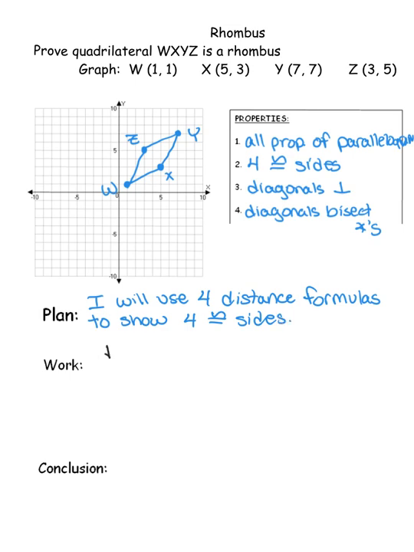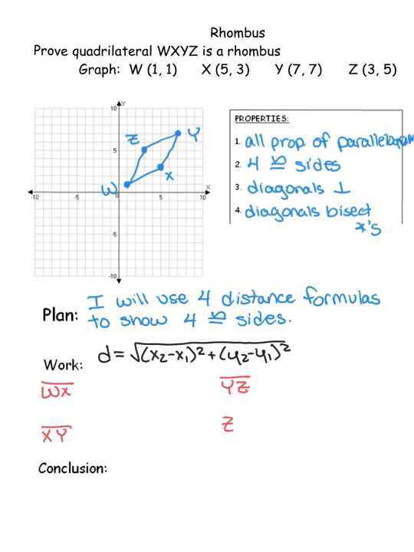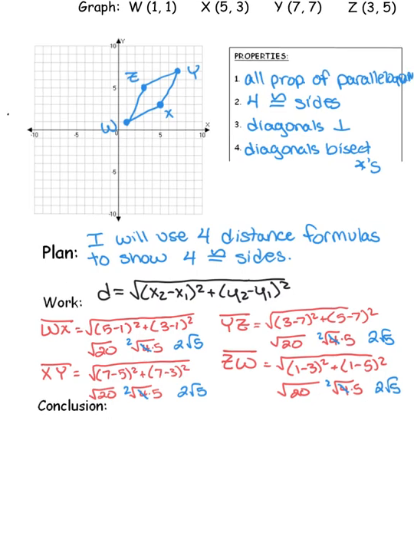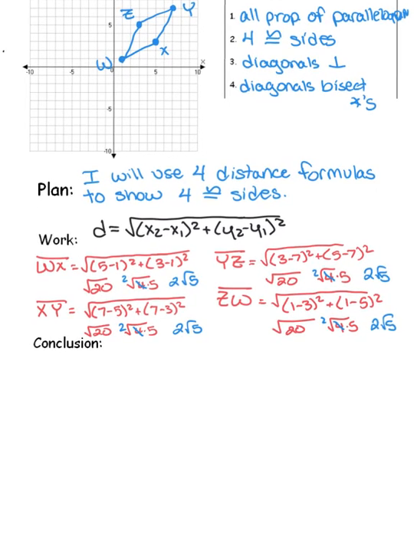Now for the work, the first thing we're going to do, write down the distance formula. Now the work, the 4 sides of this rhombus are WX, XY, YZ, and ZW. I'm going to hit pause while I do the work. You guys might want to hit pause so that you can try it on your own.